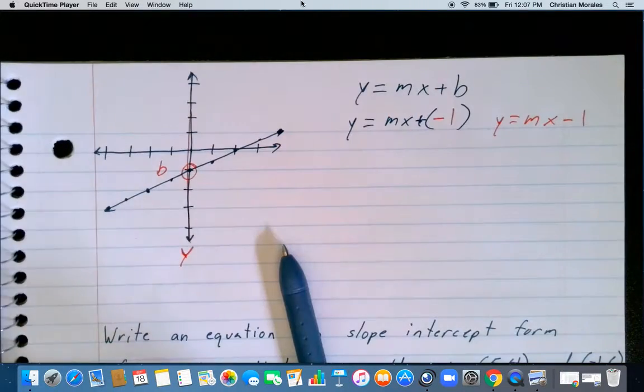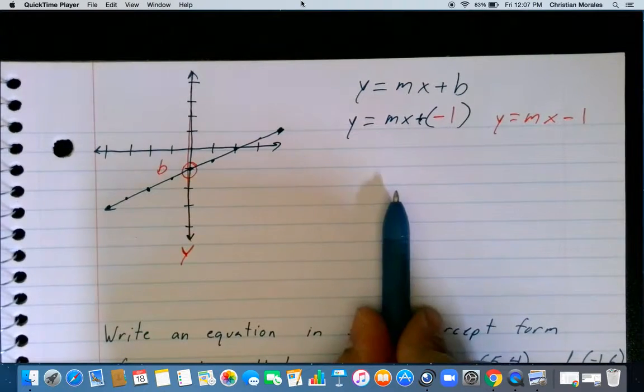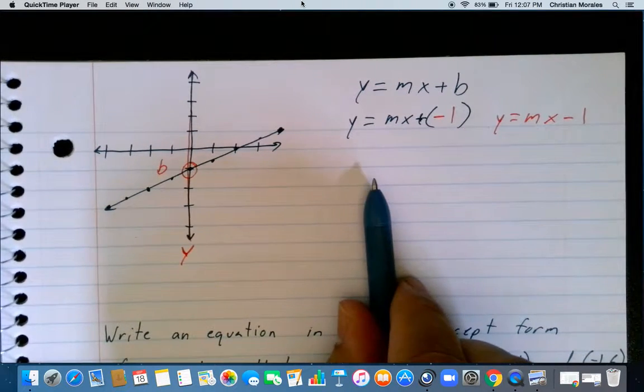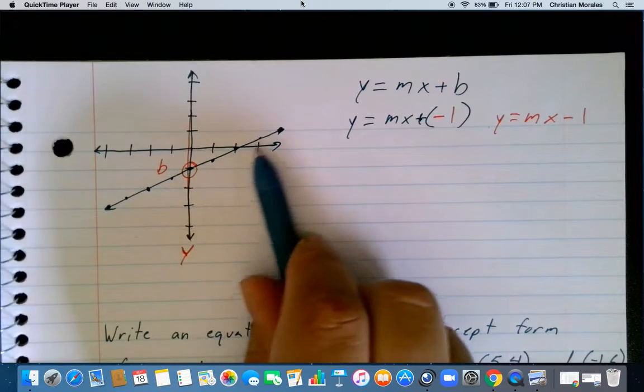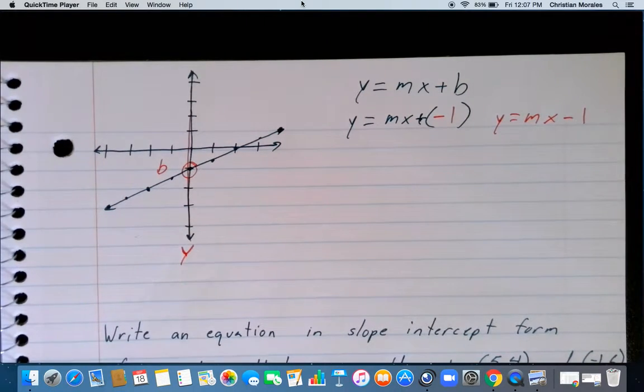I would just write it like that instead. Okay, now we got to find slope. Now to find slope, you need 2 points. Now you see there's a bunch of points on a line. You have to pick 2 of them.